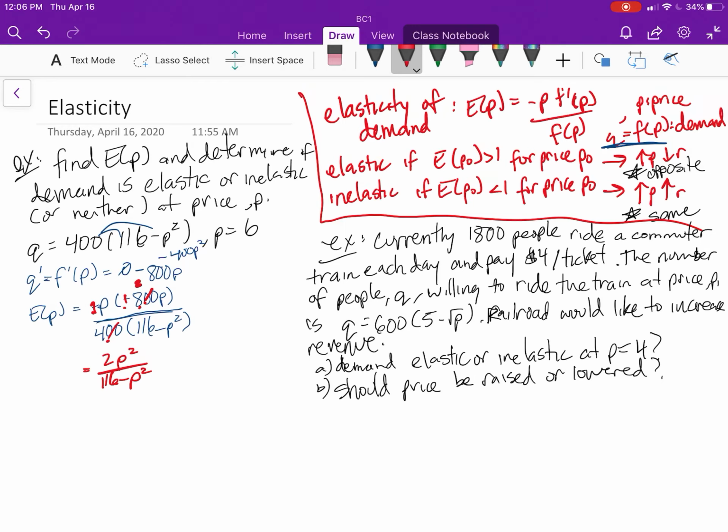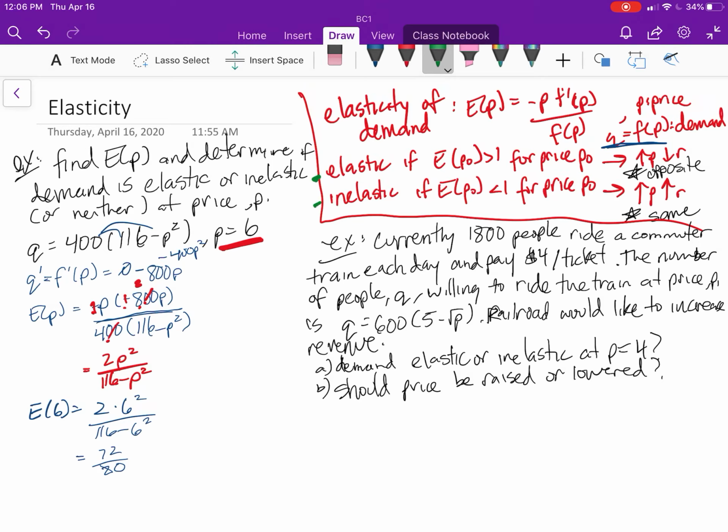Then it asks, is this elastic or inelastic at this price of p equals 6? Okay, so we need to plug in 6. So E of 6 is 2 times 6 squared over 116 minus 6 squared. 2 times 36 is 72. 116 minus 36 is 80.